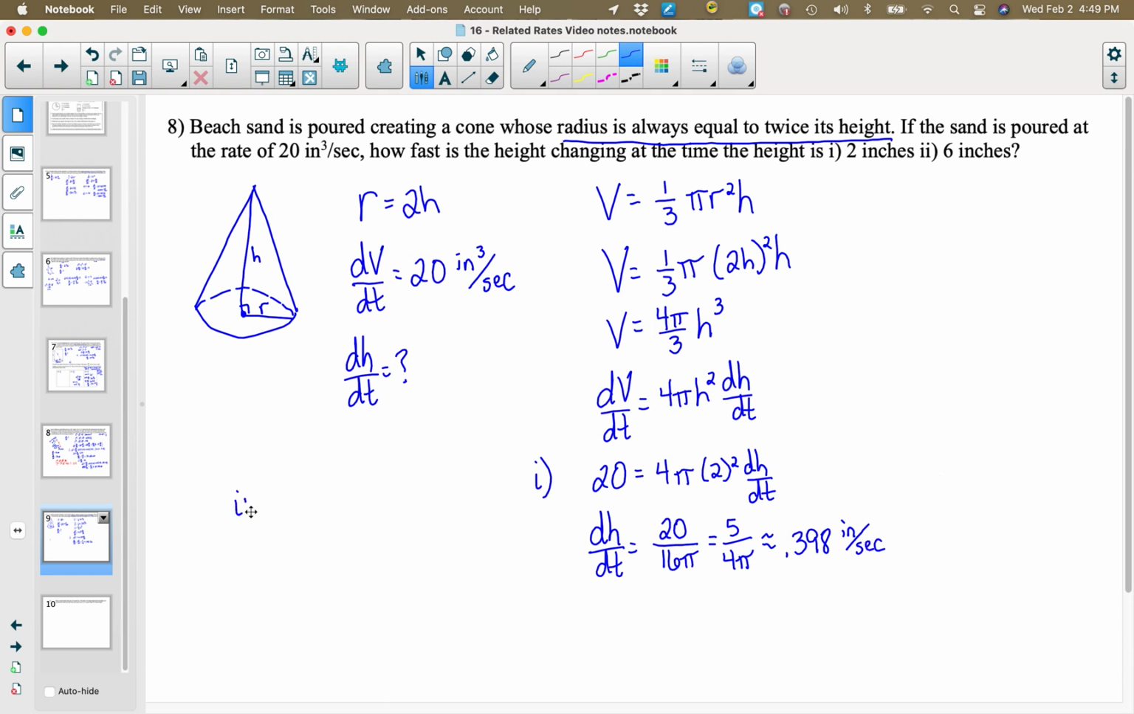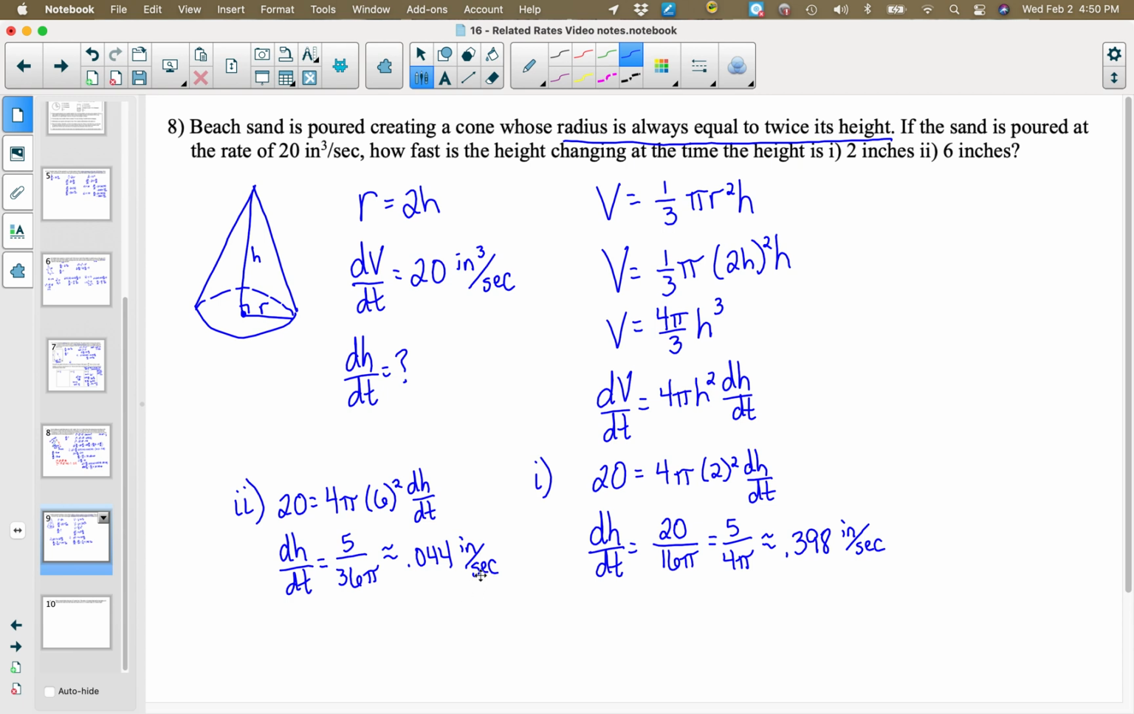Then for Roman numeral, or part 2, now it's when the height is 6 inches. So we still have, we're going to plug into our formula, same formula. So we have 20 equals 4 pi, h is 6, so I get 6 squared dh/dt. So when we solve for dh/dt, when you simplify it, because you're going to have 36 times 4, you're going to be dividing 20 divided by that, you get 5 over 36 pi, which is approximately 0.044 inches per second. And I don't just know that, I did it on my calculator. I figure you guys can do that on your calculator.